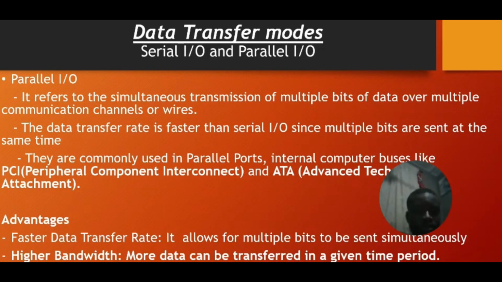Thank you. So also the parallel input output data transfer mode. Parallel input output mode refers to the simultaneous transmission of multiple bits of data over multiple communication channels or wires. The data transfer rate is faster than a serial input output since multiple bits are sent at the same time. They are commonly used in the parallel port and internal computer buses like the PCI and ATA.